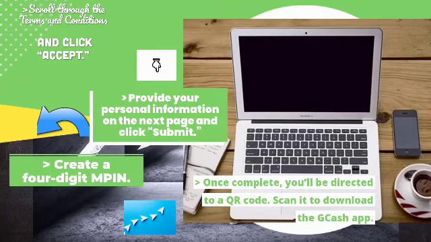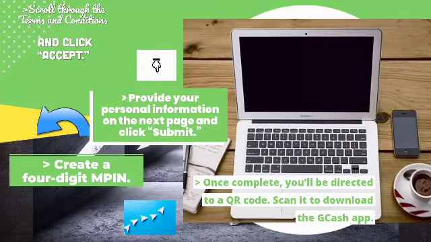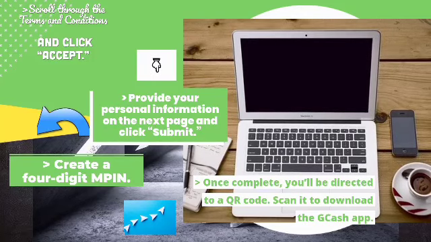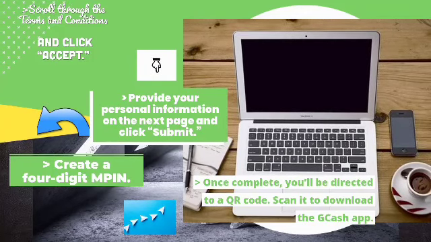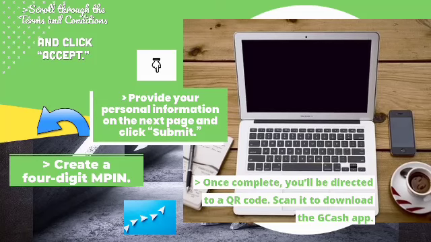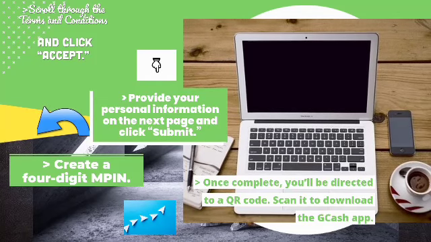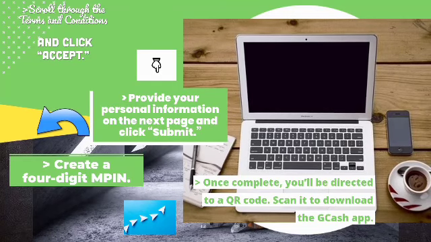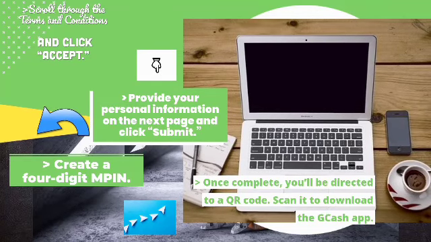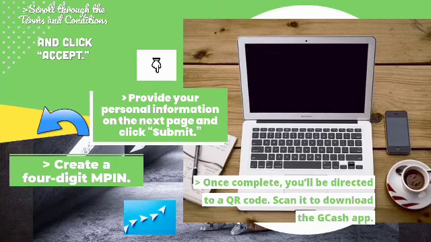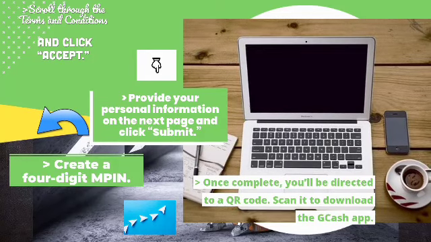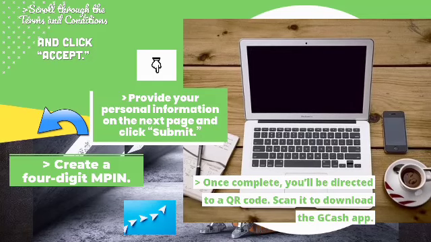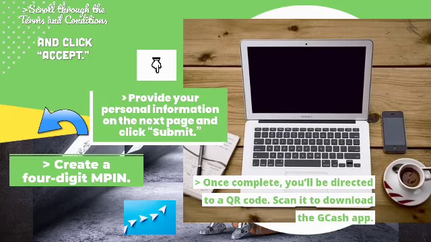And then next po is scroll through the terms and condition, tapos click mo lang po yung accept. Next, provide your personal information on the next page, yun nga yung name, email address, birthday, and then click submit, and then create 4-digit MPIN, and then voila. Once complete, you'll be directed to a QR code. Scan it to download the GCash app. And then you're all set. Ganun lang po siya kabilis at kadali.